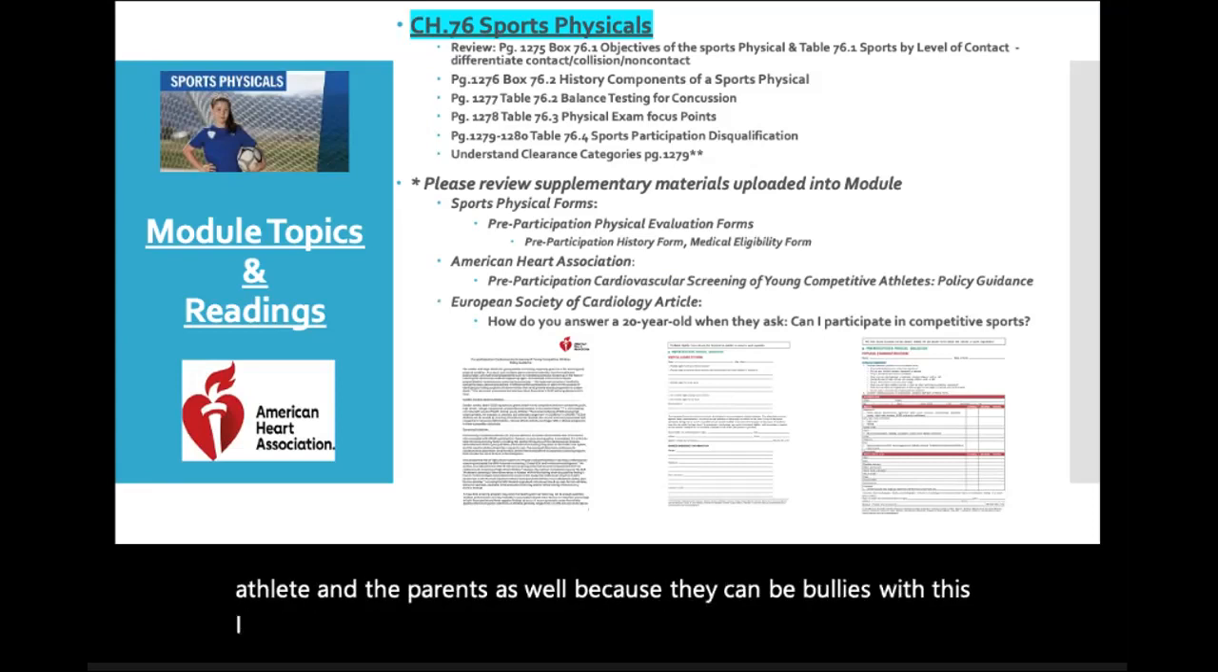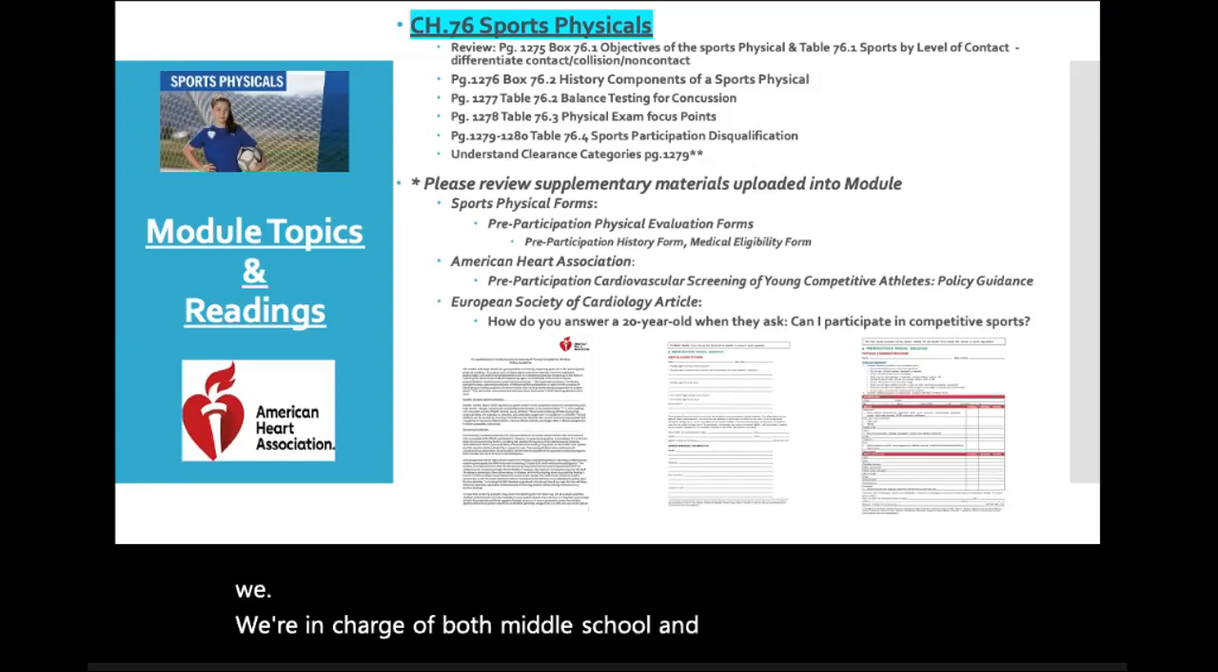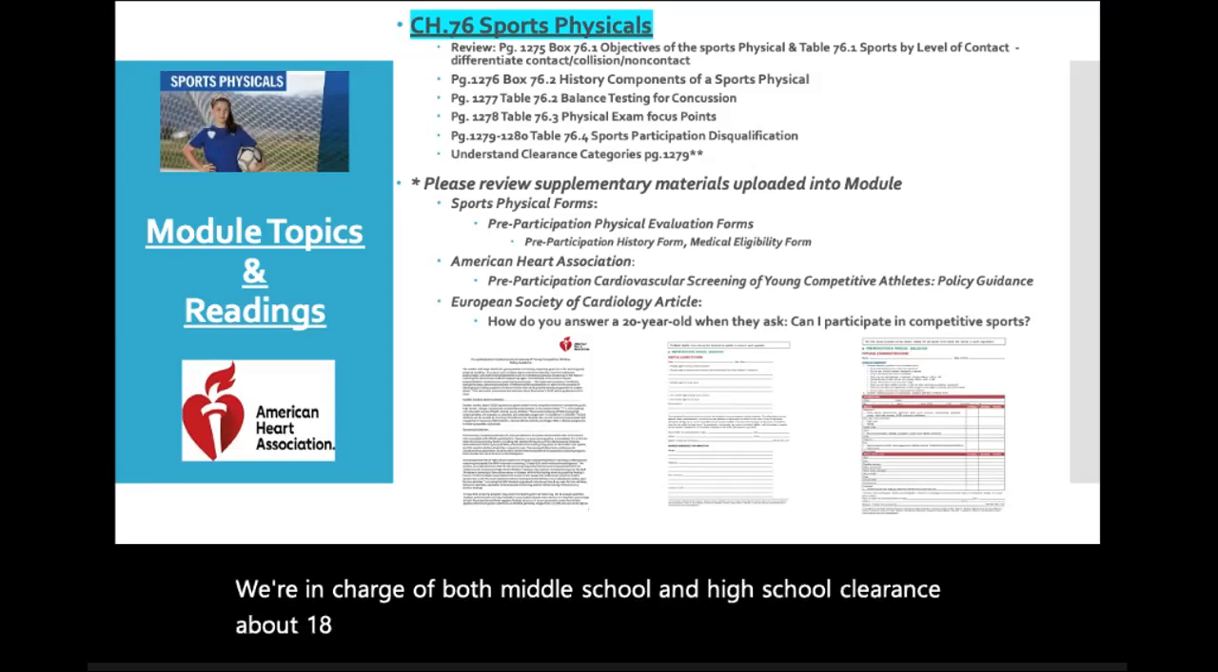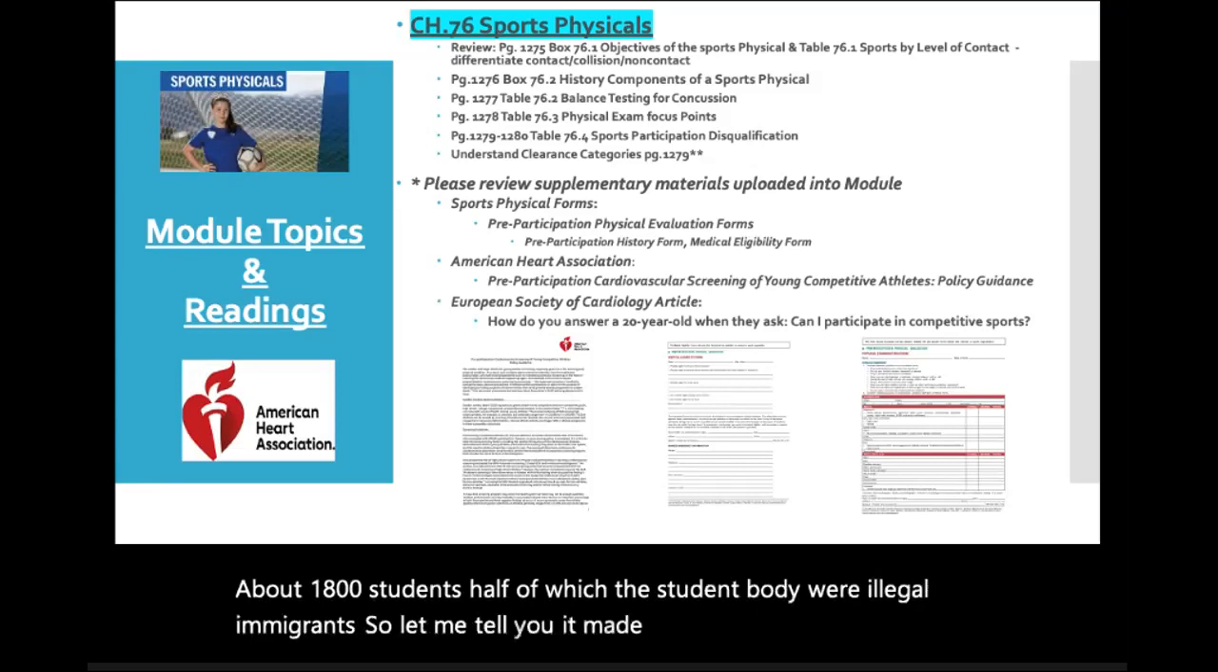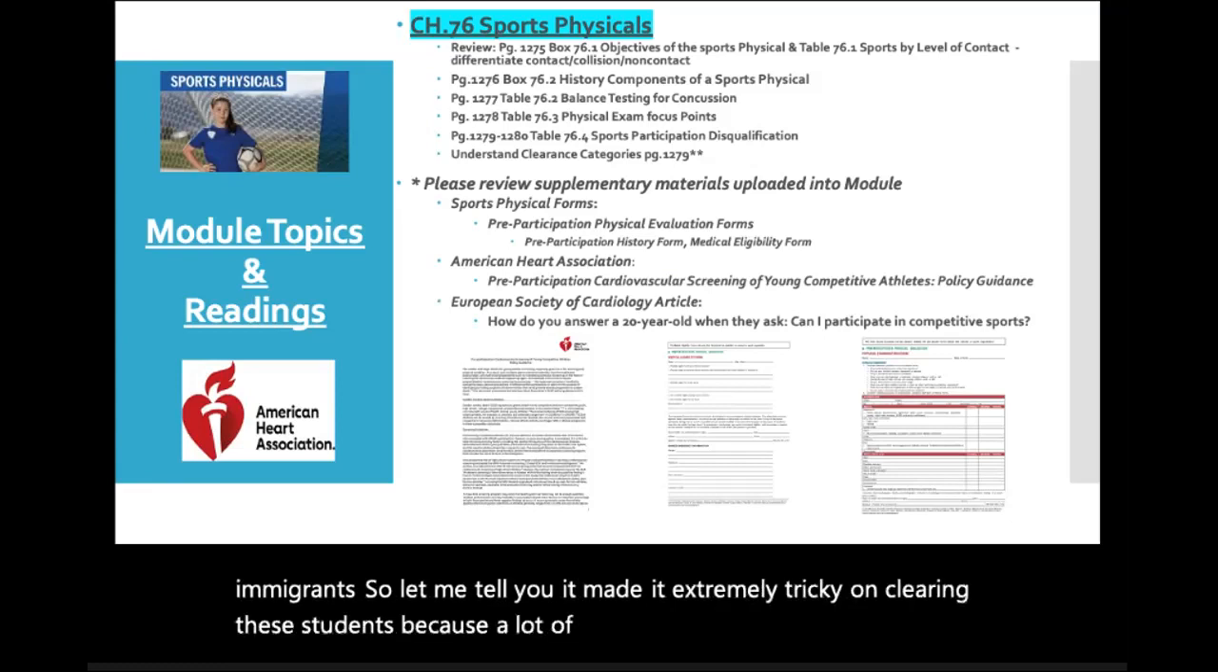I've done this before. I worked within a school district where we were in charge of both middle school and high school clearance, about 1,800 students, half of which the student body were illegal immigrants. So let me tell you, it made it extremely tricky clearing these students, because a lot of them were not even up to par on their immunization. So how do I clear them for sports, right?